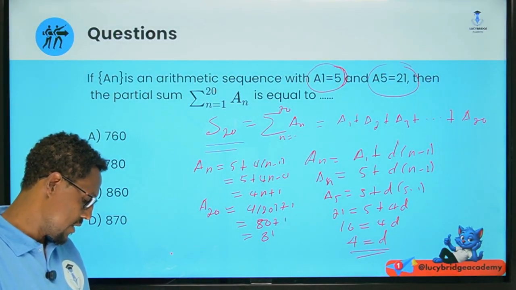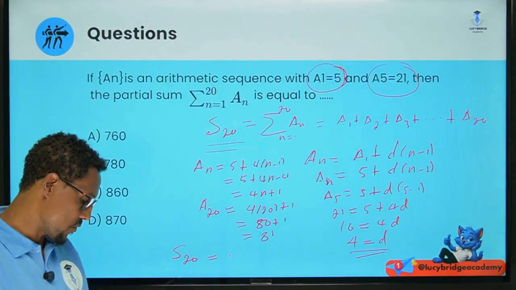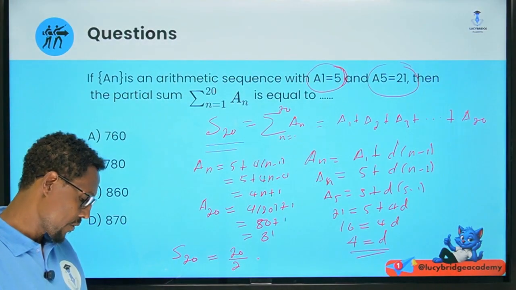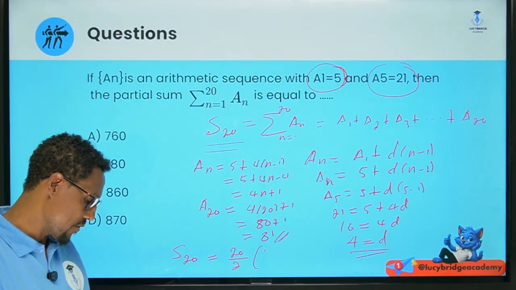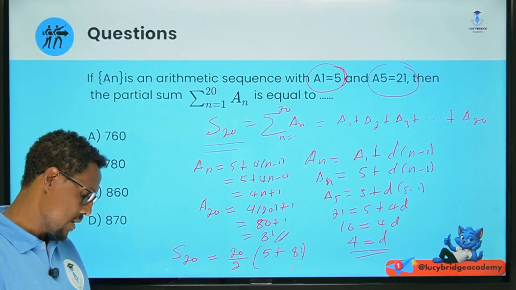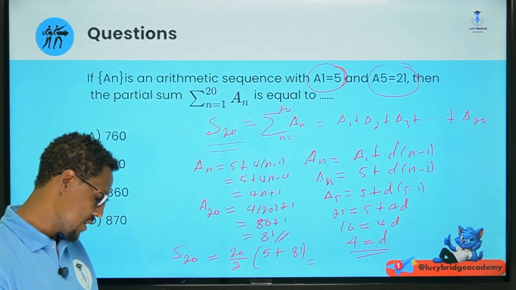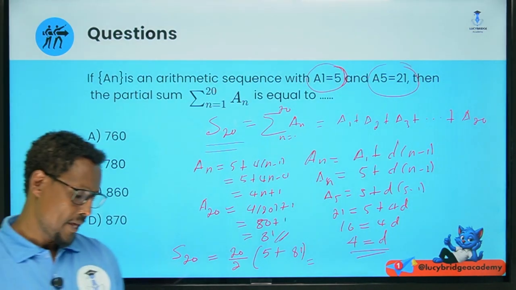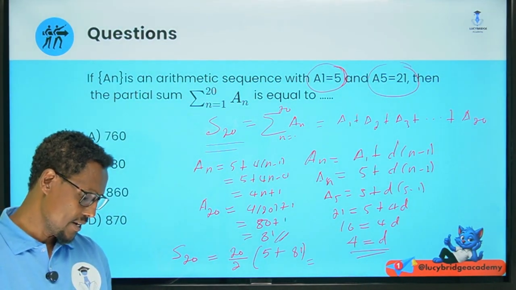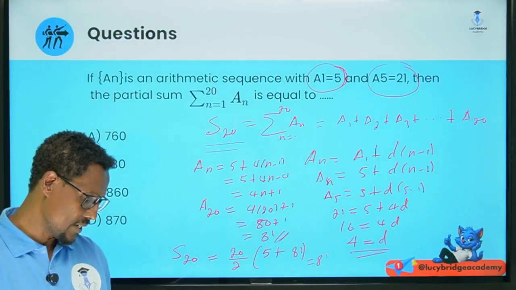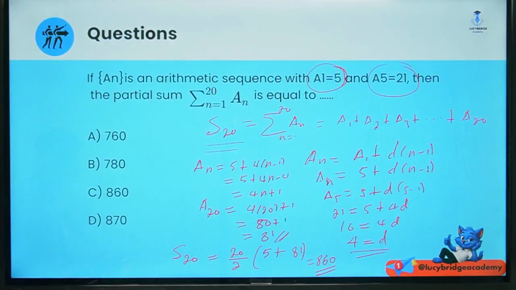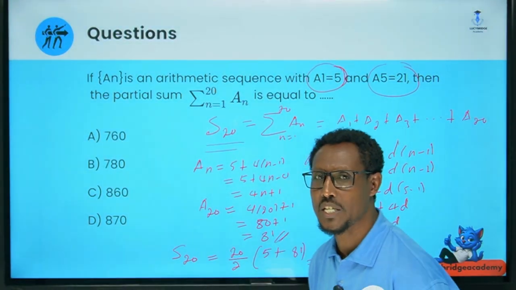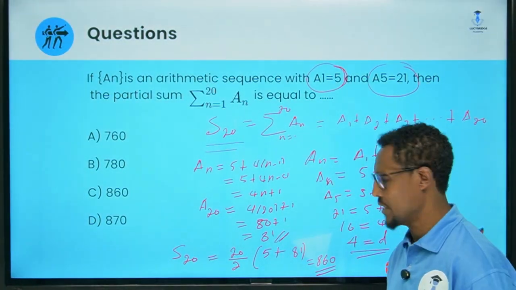Now S20 is equal to n over 2, 20 over 2, times a1, which is 5, plus a20, which is 81. 5 plus 81 is 86. 86 times 10 is 860. So 860 is the sum of the first 20 terms of the given arithmetic sequence.